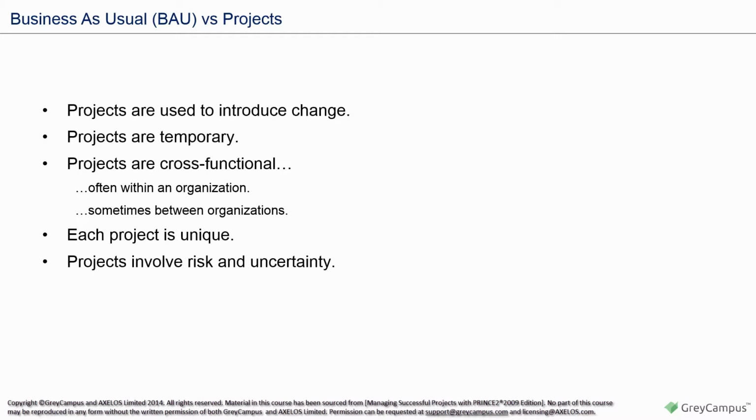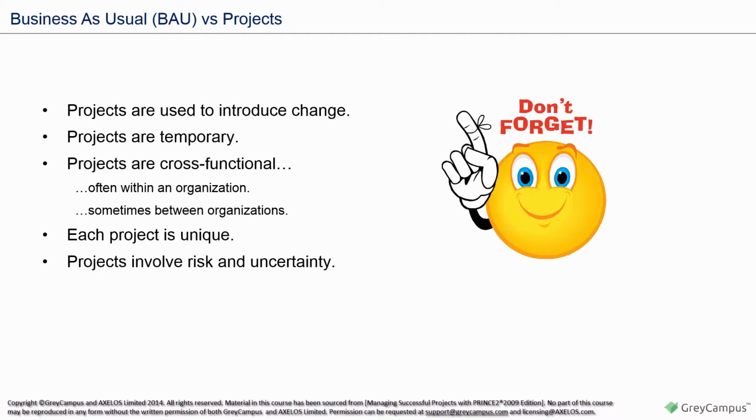And finally, projects involve risk and uncertainty. Now, you may argue that your business as usual involves risk and uncertainty, but risk and uncertainty are a normal part, a planned part, if you like, of a project. Whereas in business as usual, you don't like too much risk, you don't like uncertainty. You want your production line to work like clockwork. Now, these key differences, it's also important to remember.